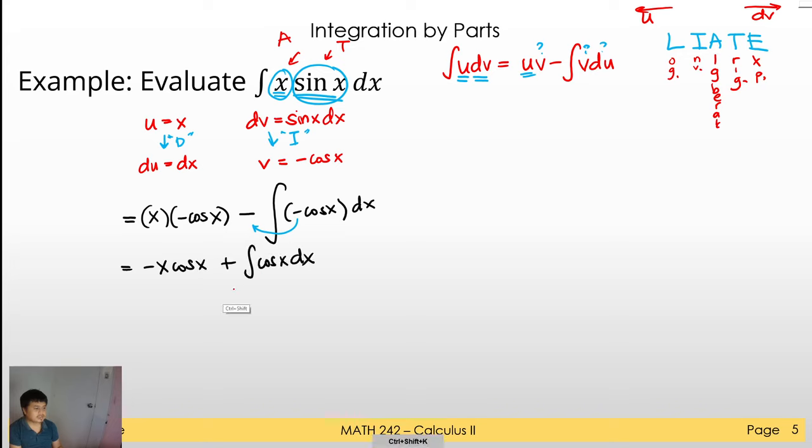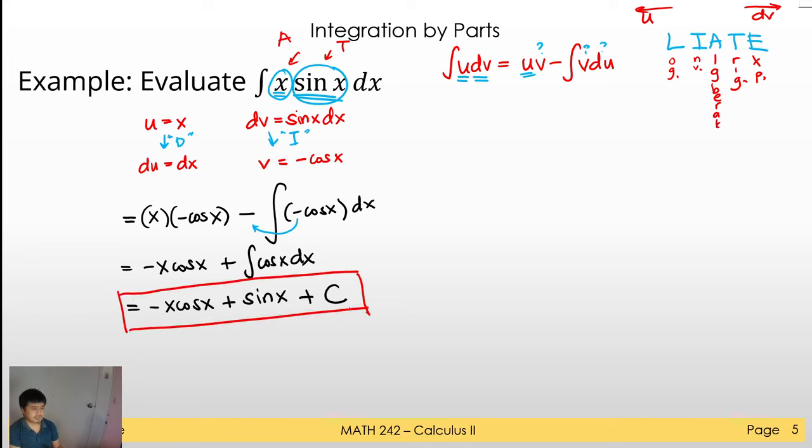So the integral of cosine x dx is sine x. So positive sine x, so therefore this will be your integration. So we do not have an integral anymore. We can add the arbitrary constant c. So this will be your integral. Okay? So that is how we use the integration by parts.